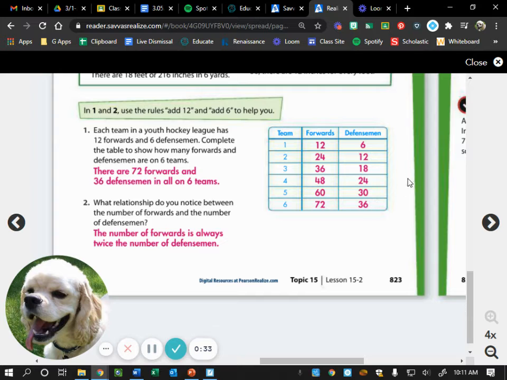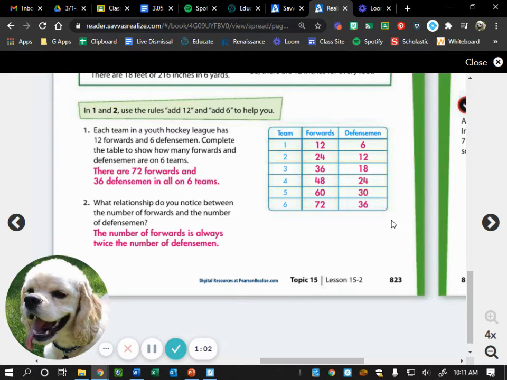How many of you correctly completed your table? Awesome. Yes? I accidentally got the first one wrong. And I added both of them. Oh. Okay. You know what? They did kind of say in all, so well, actually, no, they didn't. But that's okay. Just read more carefully next time. But yeah, there are 72 forwards and 36 defensemen in all 6 teams.